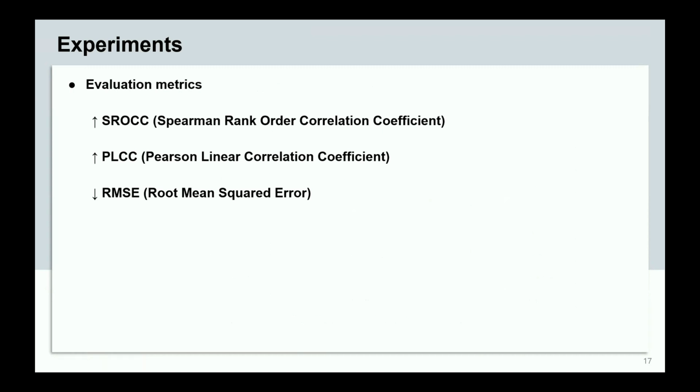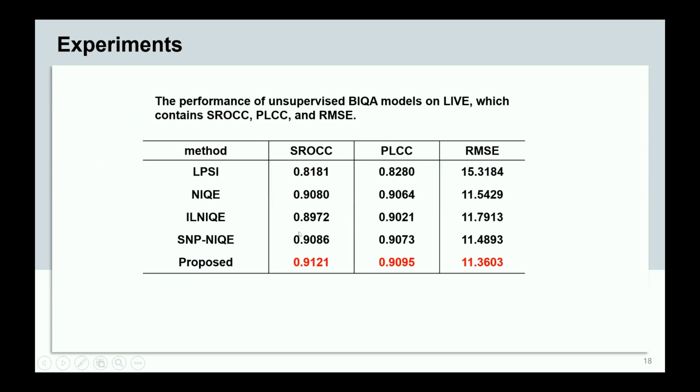For the evaluation metrics, we use SROCC and PLCC. These two calculate the relationship between the subjective score and the objective score, and the value is between -1 and 1. The bigger the absolute value, the better the result. And RMSE, root mean squared error, the smaller, the better.